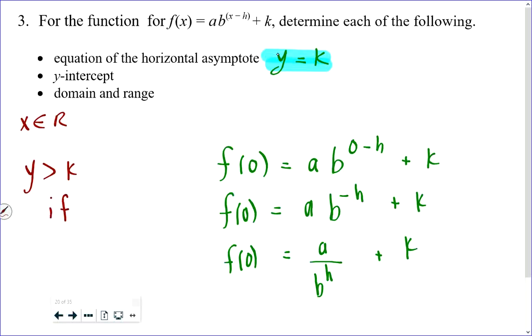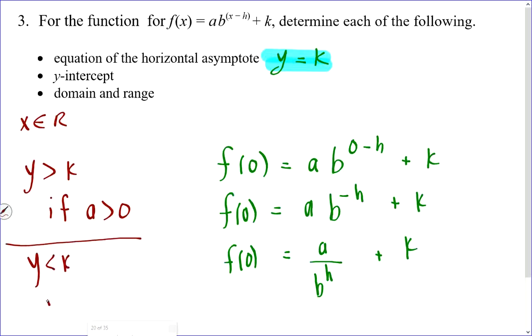So what about this one? Oh, it has to be greater. Okay. If a is greater than 0, then y is greater than k; if a is less than 0, then y is less than k. Because if a is negative, the graph has been reflected vertically, along with the shift. That vertical reflection lands the entire graph below the asymptote at y equals k.